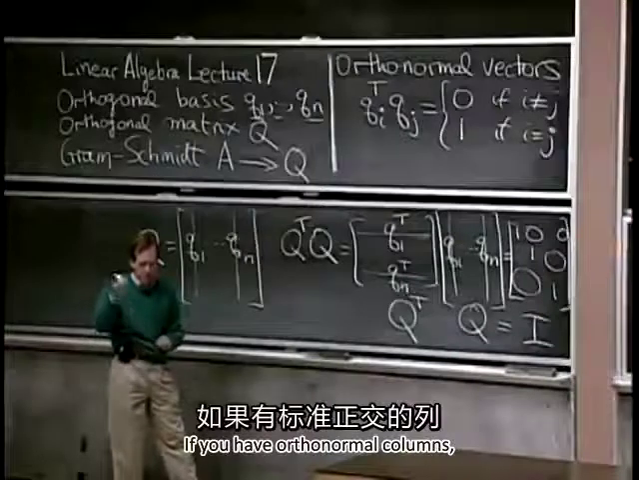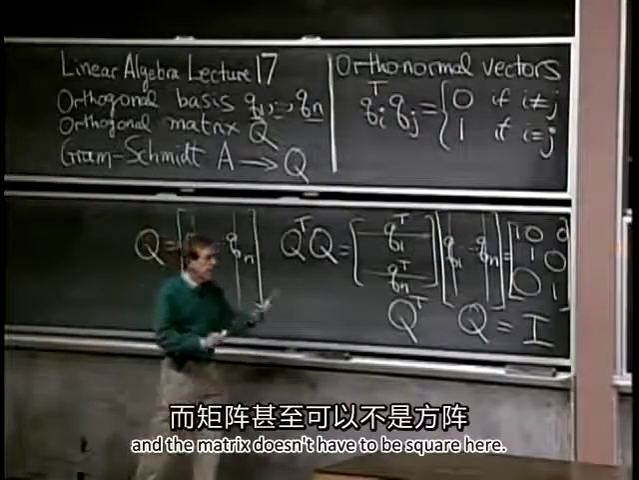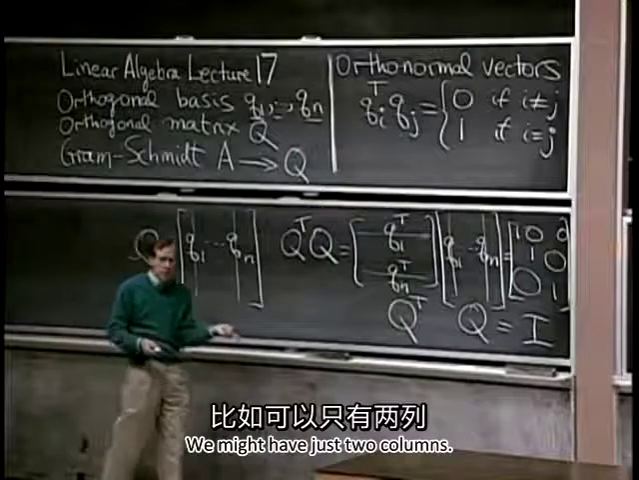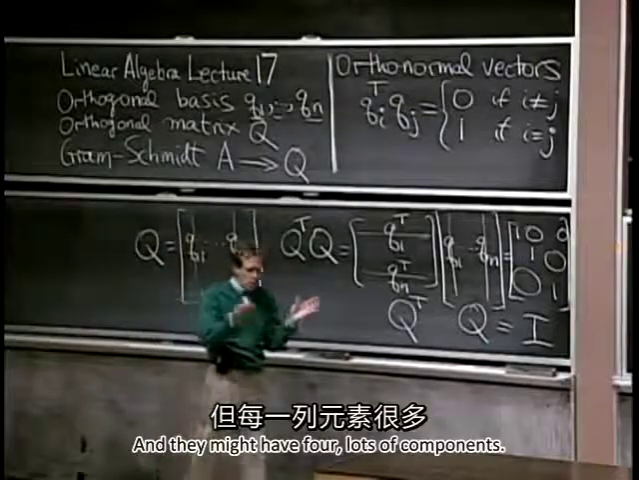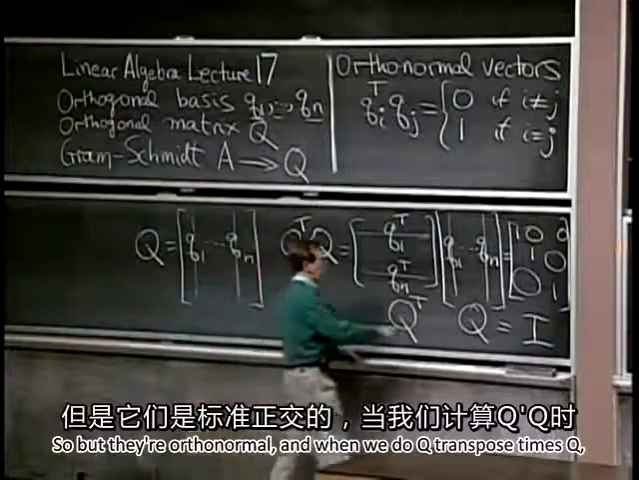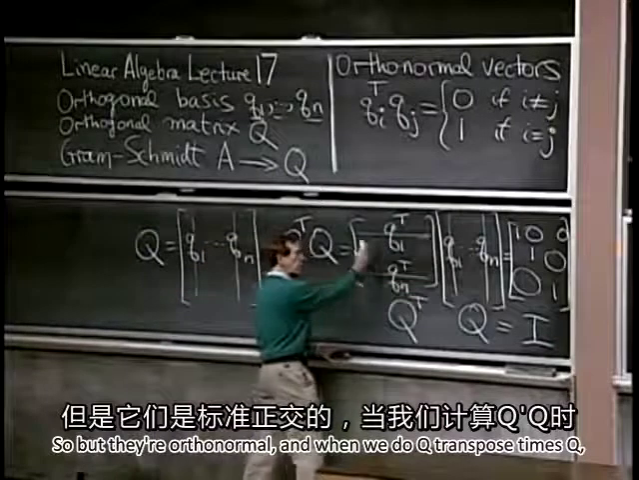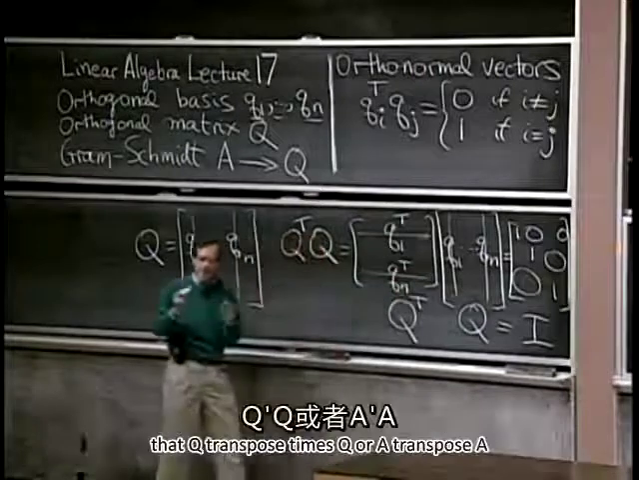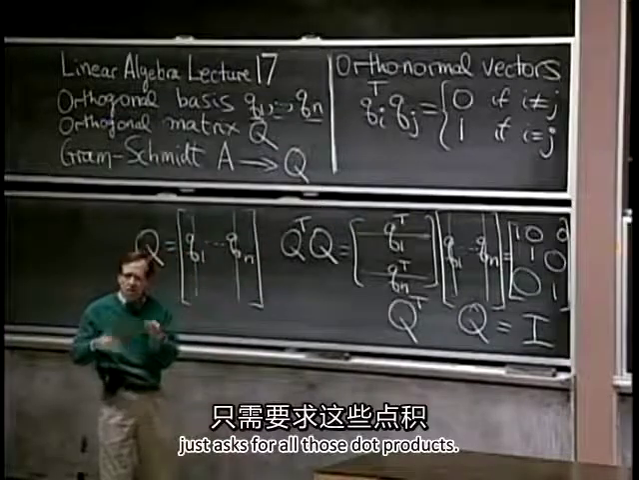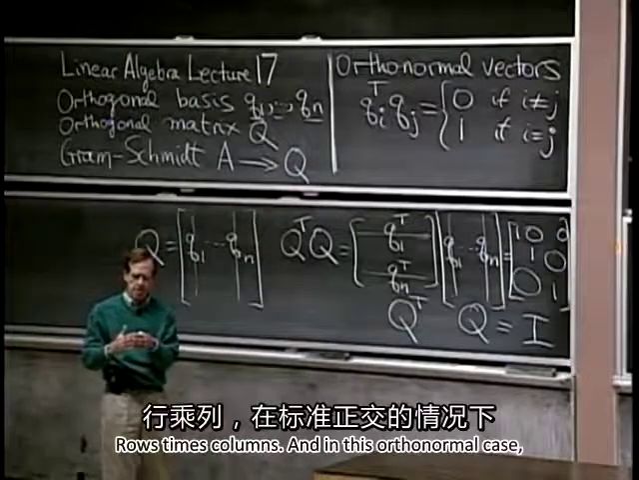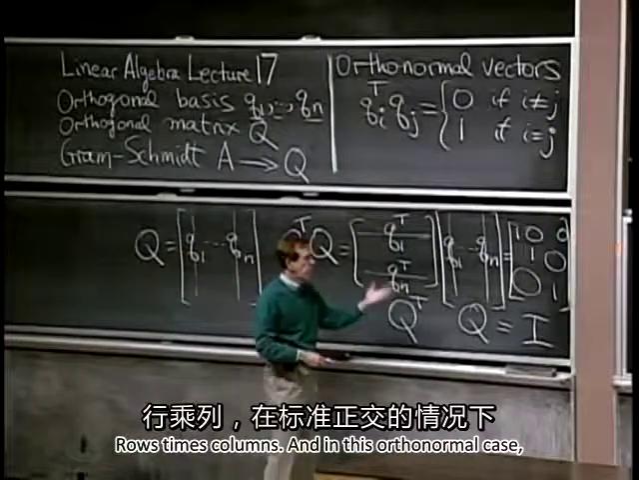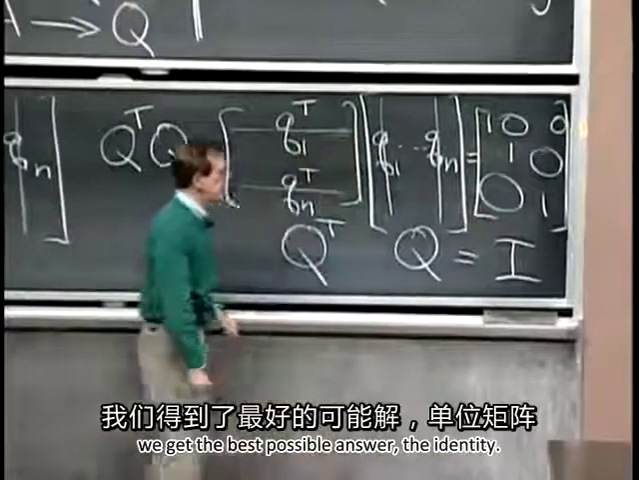If you have orthonormal columns, the matrix doesn't have to be square here. We might have just 2 columns, and they might have 4, lots of components, but they're orthonormal. And when we do Q transpose times Q, or A transpose A, it just asks for all those dot products, rows times columns. And in this orthonormal case, we get the best possible answer, the identity.